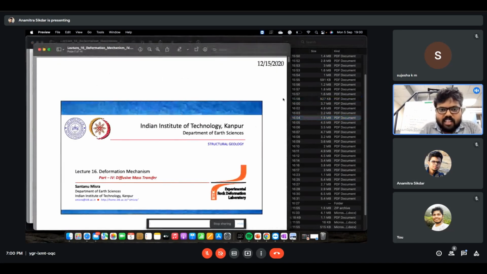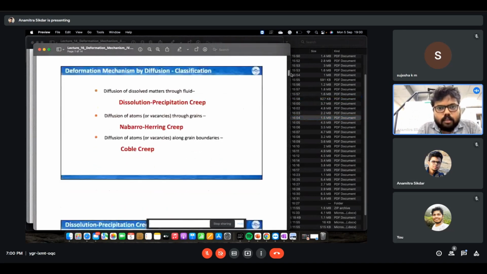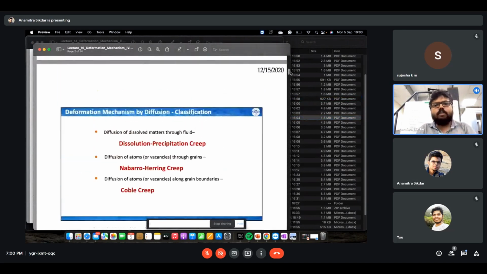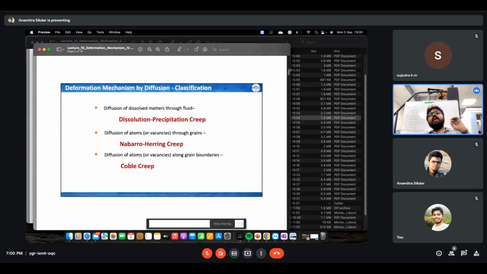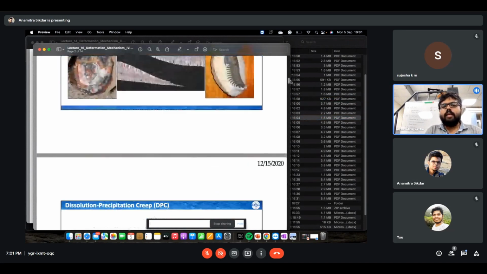So this will be the last part of the deformation mechanism. It is called diffusive mass transfer. This part deals with different types of recovery that are accommodated within the grain when it is deformed, right? It can happen in dissolution precipitation creep, it can happen in Nabarro-Herring creep, it can happen in Coble creep. So these are the three different ways.